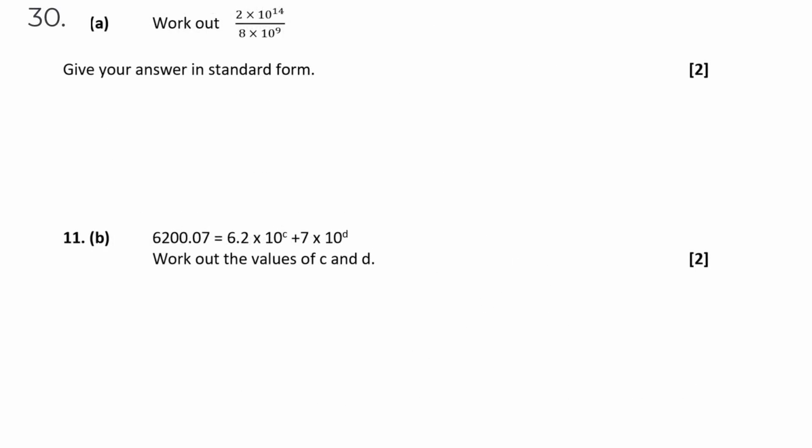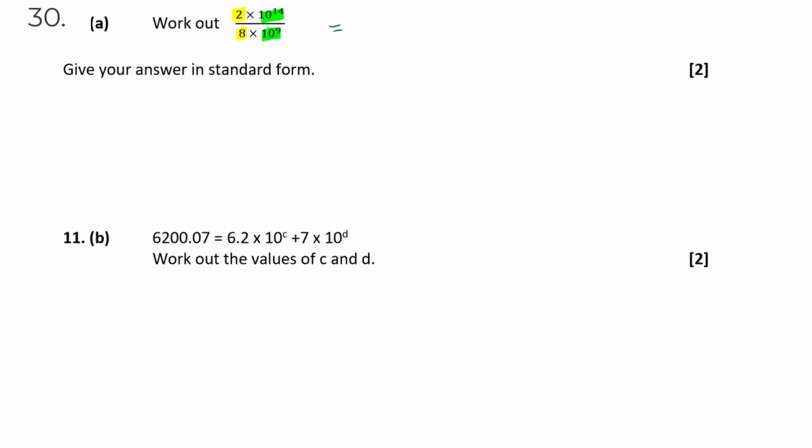Work out 2 times 10 to the 14 divided by 8 times 10 to the 9. Give your answer in standard form. Now when you're dividing two numbers in standard form like this, I'd recommend that you divide the mantissa parts together. So you divide those number parts into each other, and you divide the powers of 10 into each other separately. So that is going to give me 10 to the 14 divided by 10 to the 9.